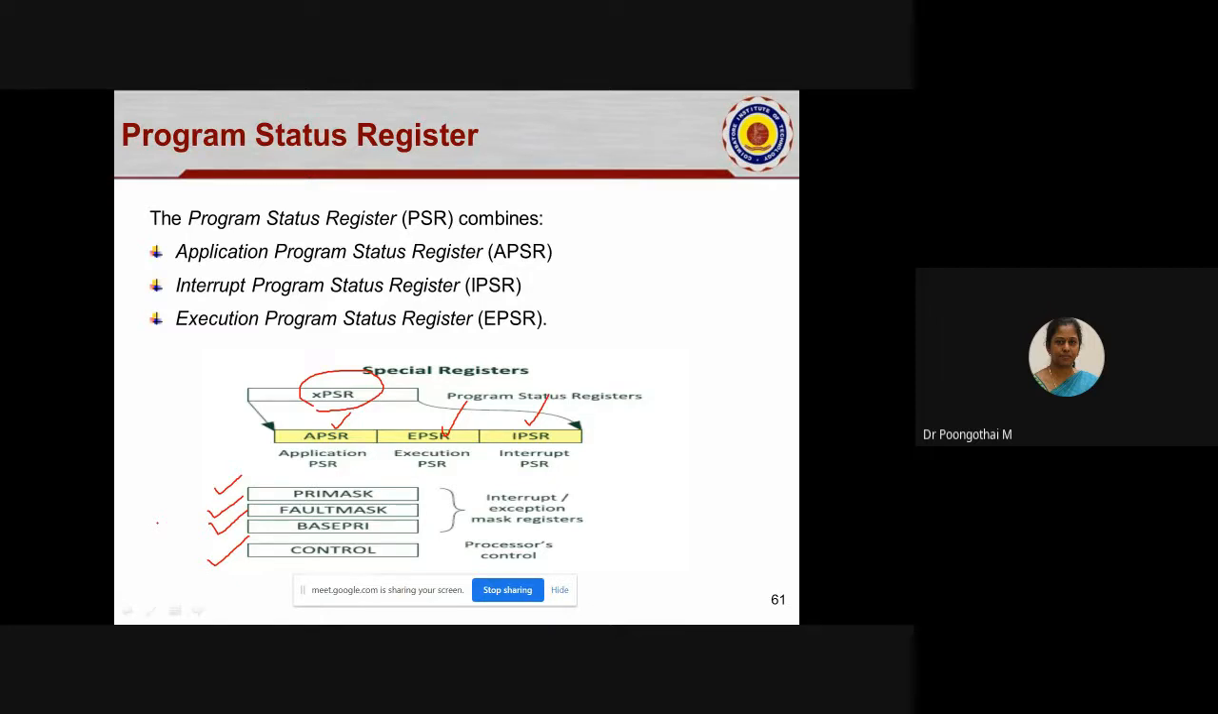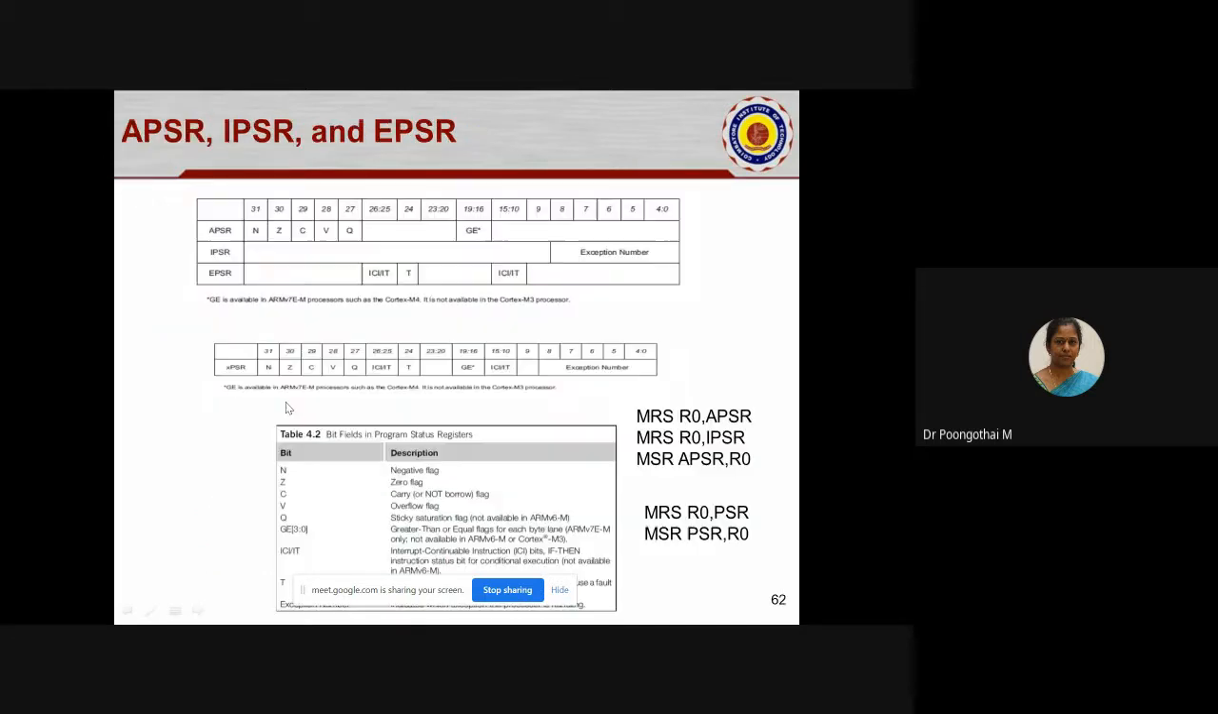That is the ARM processor. Is that clear, students? Are we able to remember this? Yes. Okay.